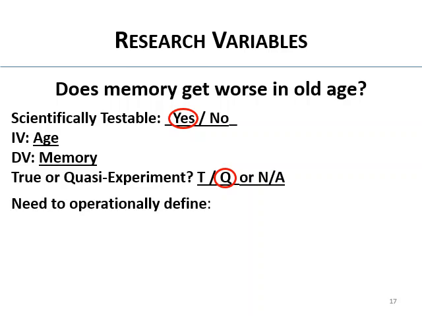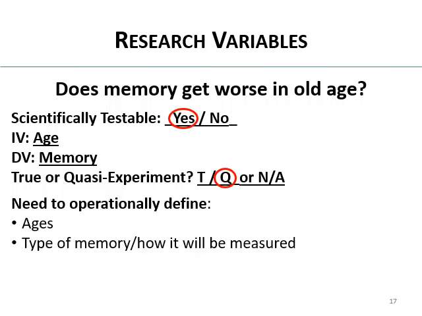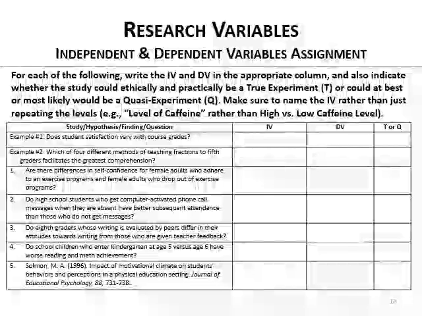So again, the usual sort of disclaimer, we've got to operationally define what's old age. It keeps getting older for me anyway. So what type of memory, and how are we going to measure it, etc.